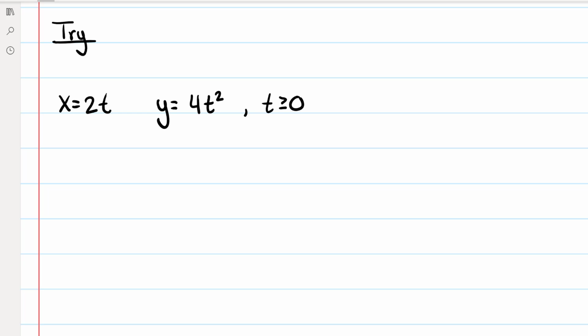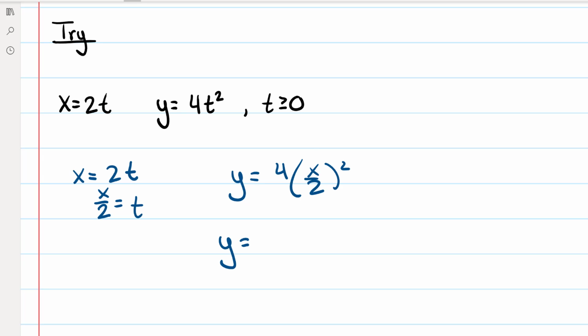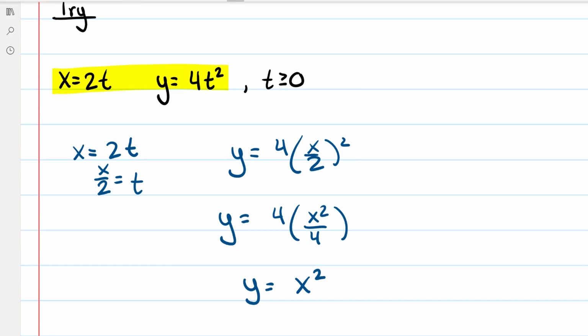So what I want you to do here is get rid of the t and solve for the Cartesian equation. All right, so here we go. We have x equals 2t. So I'm going to get t by itself. So t is equal to x over 2. Then I replace t with x over 2. So this is 4 x squared over 4. So y is equal to x squared. Notice that my equations were a little different in parameter form. However, it's very similar here.